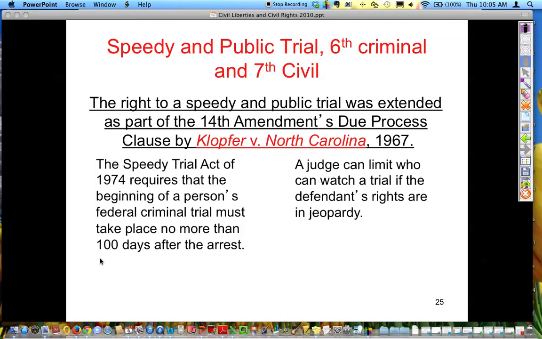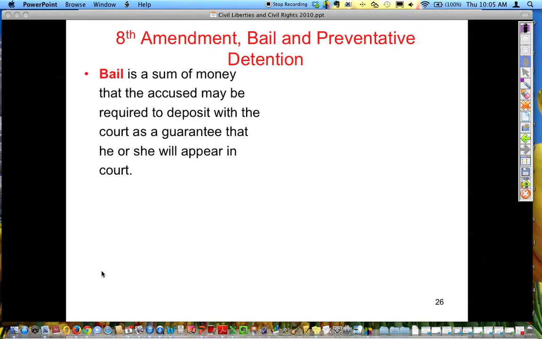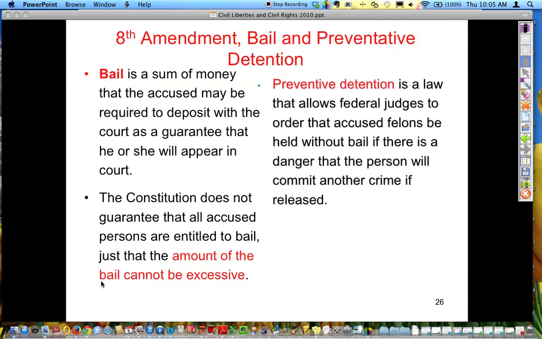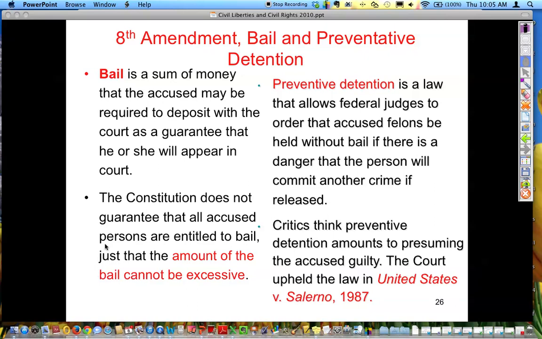This portion just basically goes over that people have the right to a speedy and public trial, and normally speedy means within 100 days after the arrest. Also, in dealing with the Eighth Amendment, setting bail, the bail cannot be excessive. And preventive detention is a law that allows federal judges to order accused felons be held without bail if there is a danger that the person will commit another crime or flee. That's normally the case, and you can look at those issues there.